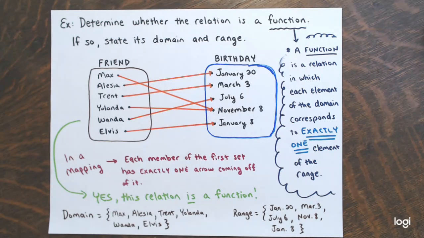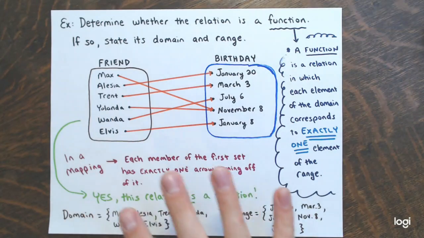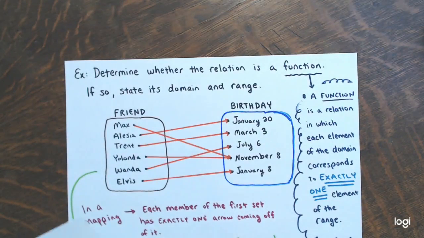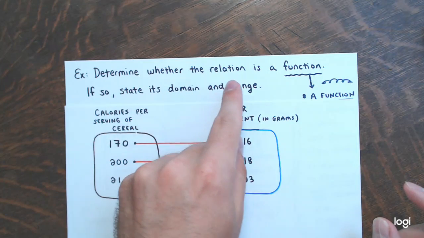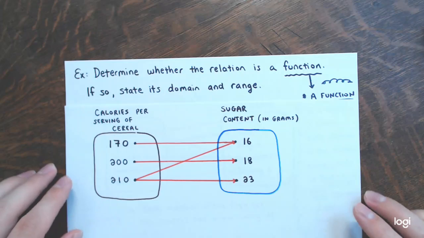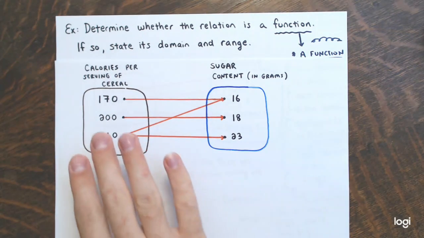So here's another example. I'm not going to have as much writing. Sorry, this is a pretty busy page here. So there's another example of a relationship between two sets, a relation, and that is represented by another mapping. And I'm asked the same thing: determine whether the relation is a function, and if it is, state its domain and its range. So here I have, again, two sets.